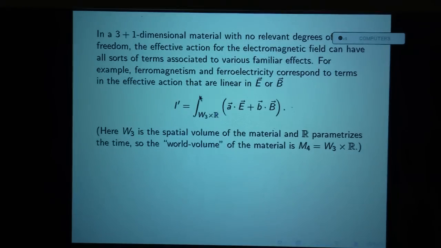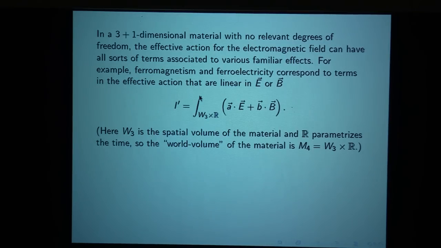Anyway, so take an effective action, which in bulk is the standard Maxwell action, but inside a material contains an additional term linear in E and B. So if you deduce from that the Maxwell equations, you'll get delta function terms on the surface, and you'll discover that the electric or magnetic field has a discontinuity when you go inside the surface. So that if it vanishes in bulk, you'll have an electric or magnetic field inside the material. So that's an effective field theory description of ferromagnetism or ferroelectricity.